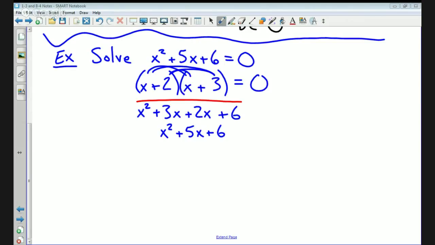So all this here is just a check, and it works out. Don't lose sight of that. If you're ever factoring and just want to make sure you get it right, FOIL it out. Do that distributive process and make sure that you do get back the right thing.